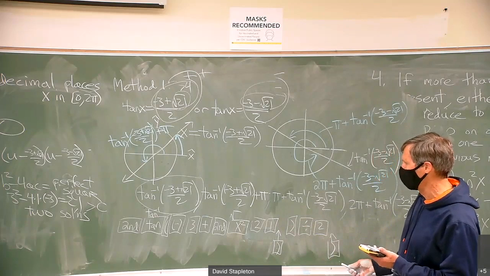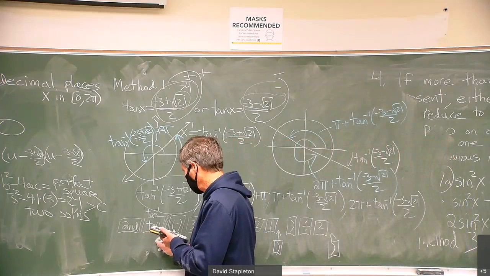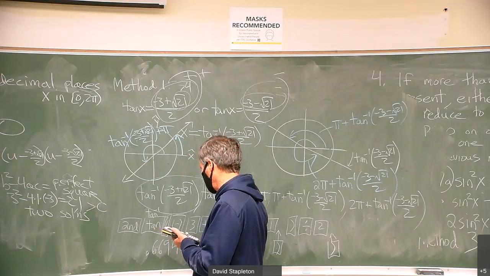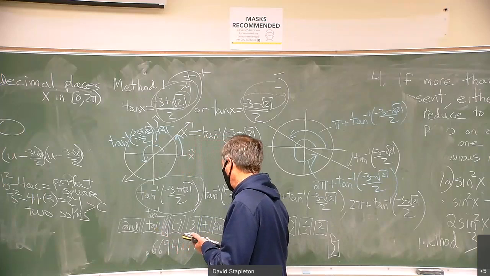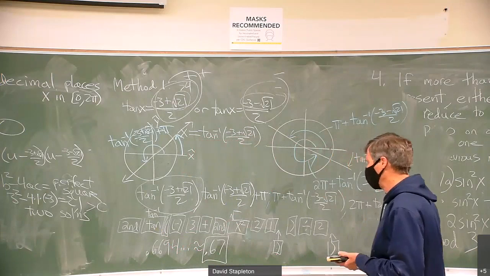This comes out to be 0.6694, blah, blah, blah. We'll round that off and call that 0.67, since it said 2 decimal places. So that's the first answer there. What about the second answer?